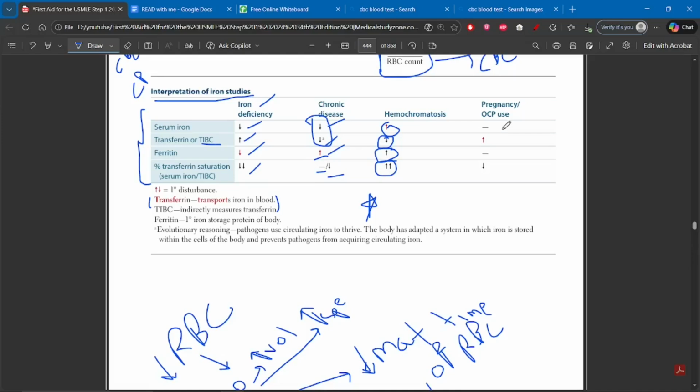And lastly, it's pregnancy and OCP use, not really widely asked. It's not really high yield, but the situation over here is just normal physiological changes. So OCP use increases the level of estrogen in the body, right? And estrogen increases the production of proteins.